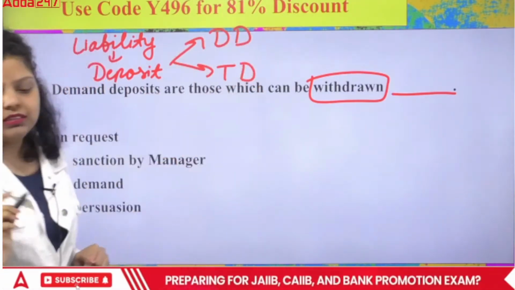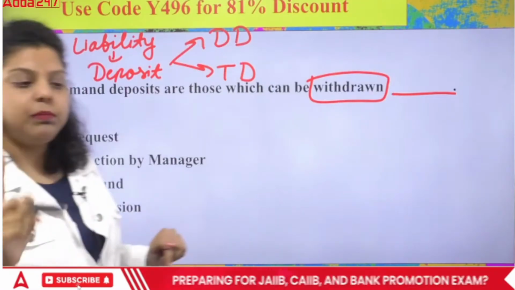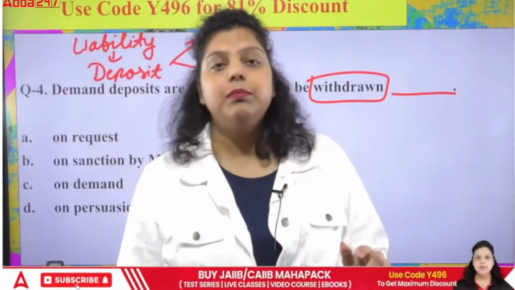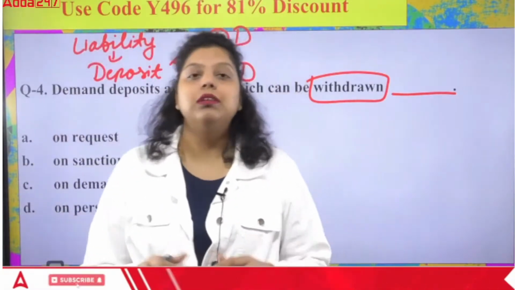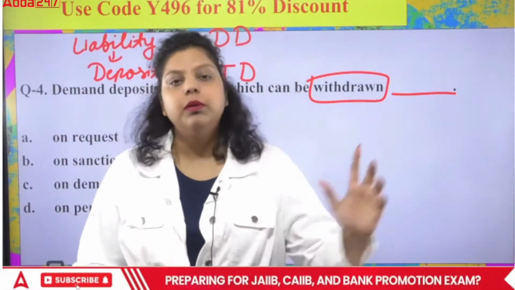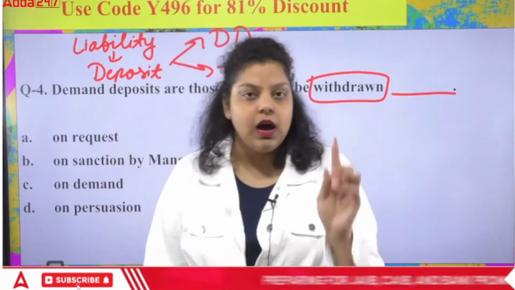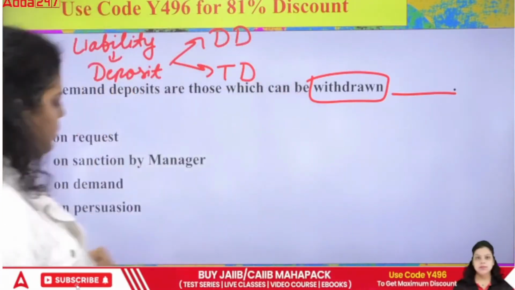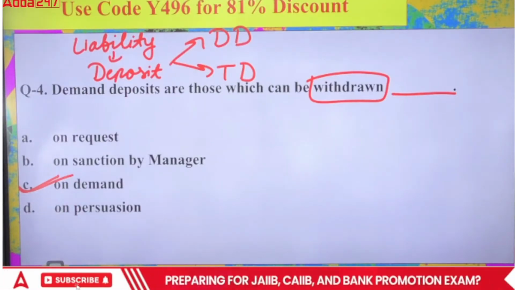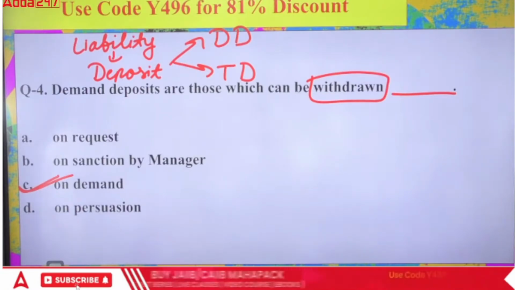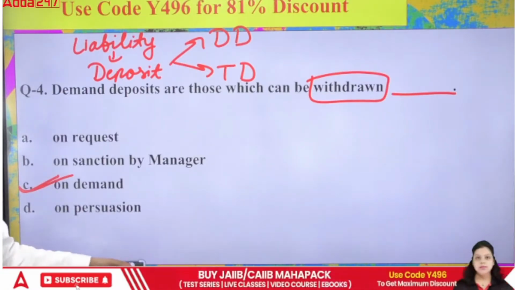The demand deposit is a type of deposit which can be withdrawn or deposited by the customer on their own demand. But the term deposit is a type of deposit in which the customer will be able to get the money only after a certain maturity period. So the right answer will be C, that is on demand. On demand, it will be allowed to the customer that they can withdraw the money. So the right answer is C.